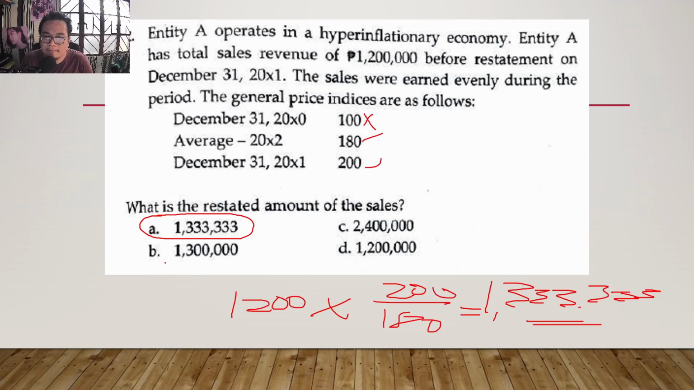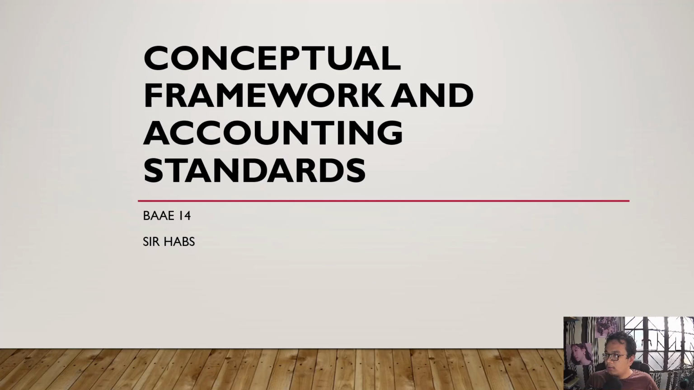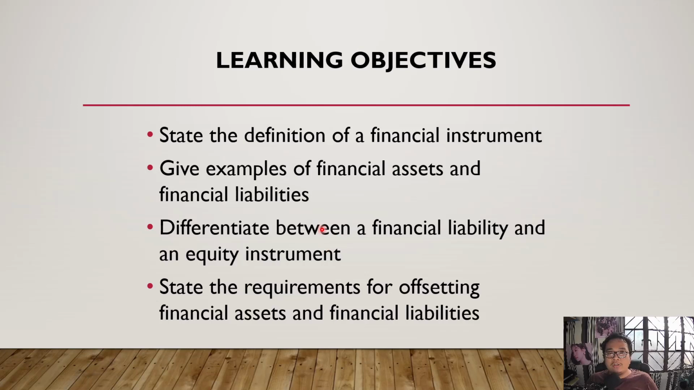Okay. So dito tayo sa ating last topic or last standard for this lecture video. So ibaba ko muna itong pagmumukha ko. Okay. So saan tayo? Dito tayo ngayon sa financial instruments presentation. PAS 32 tayo. So, gusto ko na magmerienda. So, PAS 32, anong learning objective sa atin dito? Una, state the definition kung ano bang isang financial instrument. Pangalawa, give examples of financial assets and financial liabilities. Pangatlo, differentiate between a financial liability from an equity instrument. And lastly, state the requirements for offsetting financial assets and financial liabilities.